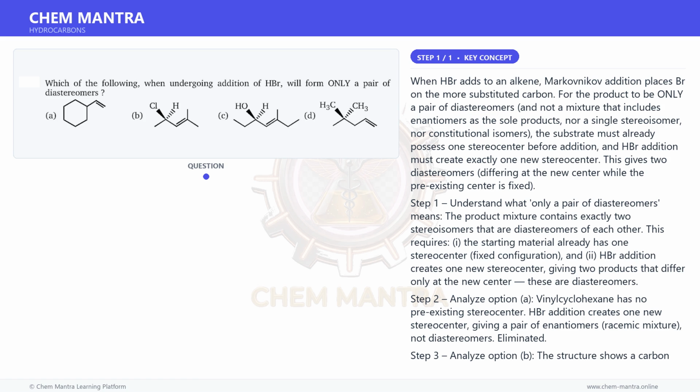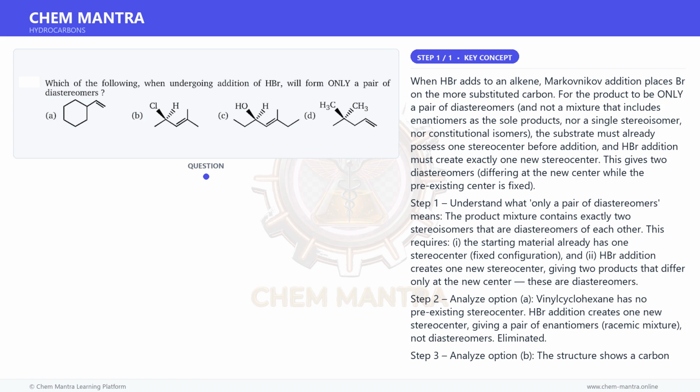For the product to be only a pair of diastereomers, and not a mixture that includes enantiomers as the sole products, nor a single stereoisomer, nor constitutional isomers, the substrate must already possess one stereocenter before addition, and HBr addition must create exactly one new stereocenter. This gives two diastereomers, differing at the new center while the pre-existing center is fixed.